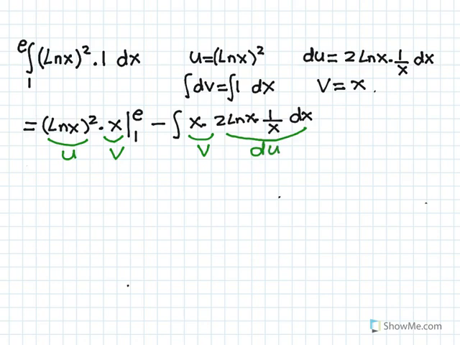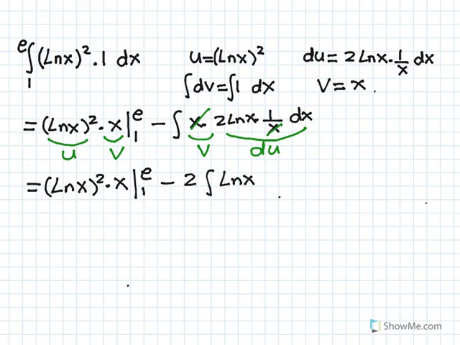Now we can simplify this. The x cancels with the x. Let's rewrite this as (log x) squared times x from 1 to e, minus, bring 2 out, integral log x dx. And we won't forget the limits from 1 to e. All right, so now we have this integral to solve. Integral from 1 to e log x dx.